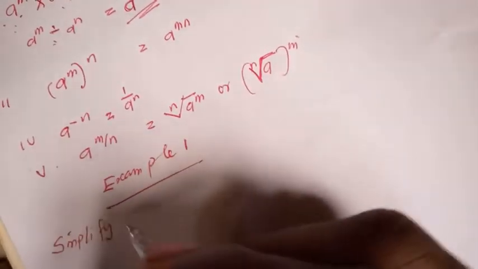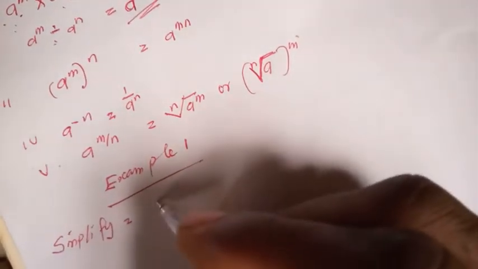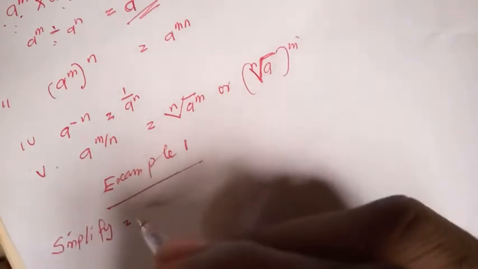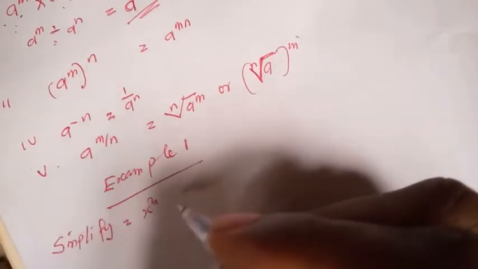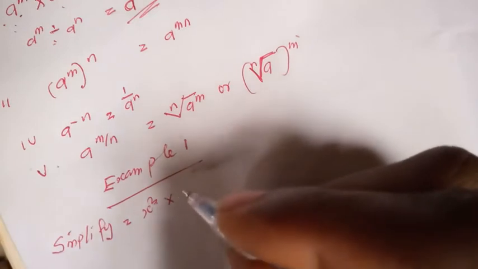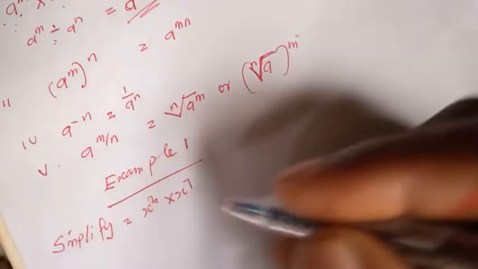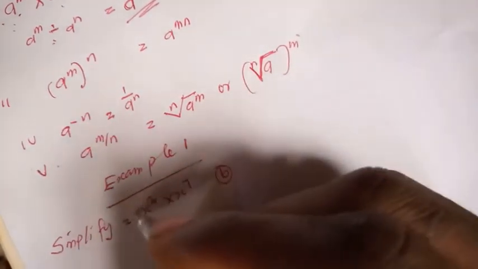Simplify. So I'll just take x cubed times x to the power 7. Then another one we are going to do, and this is example 1.